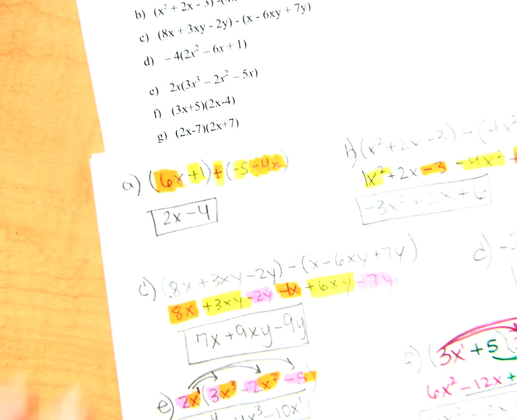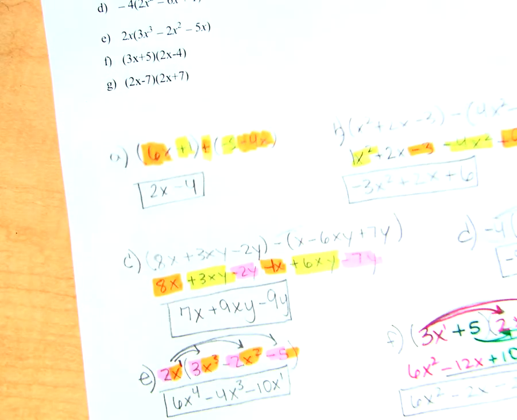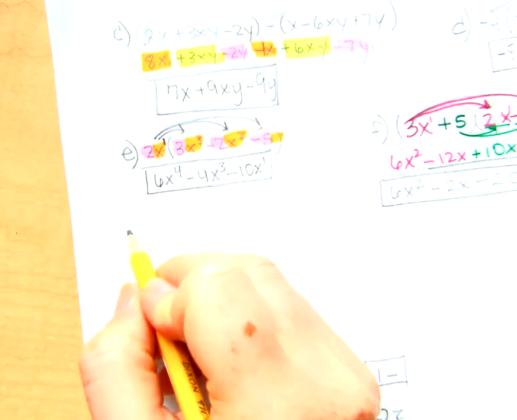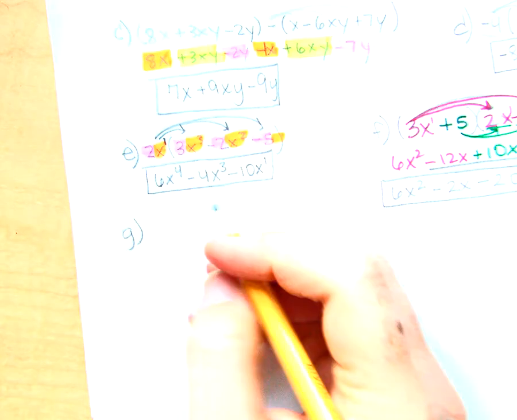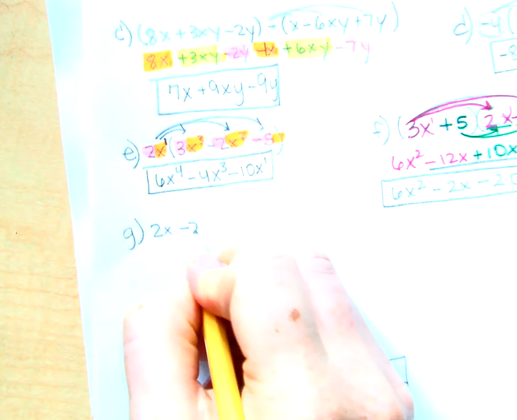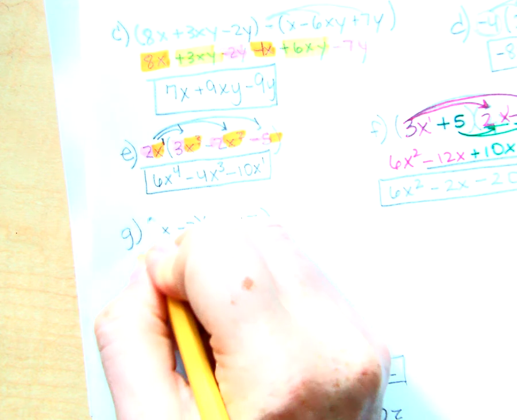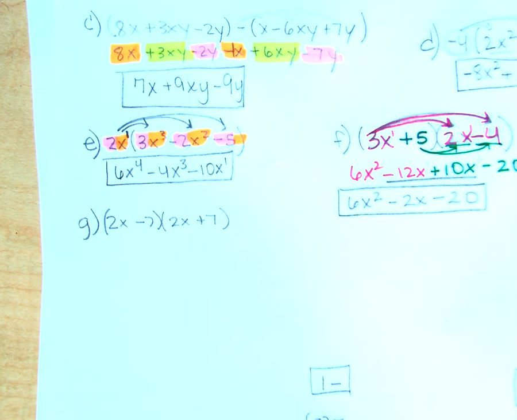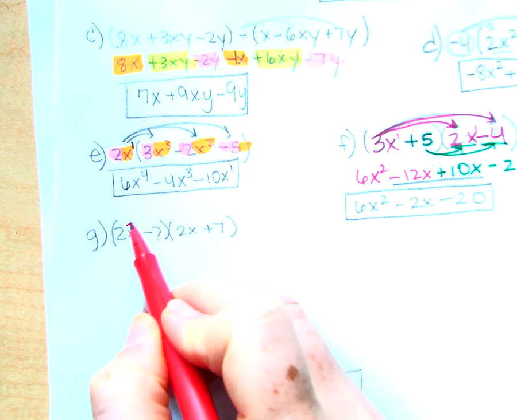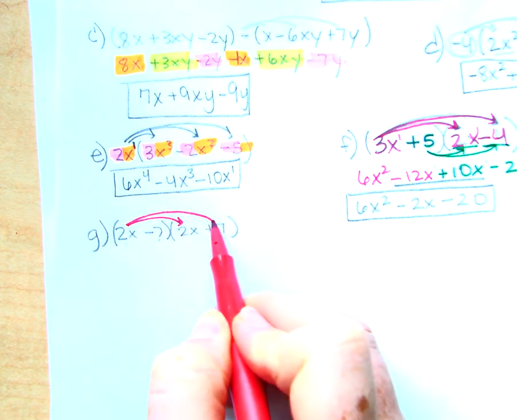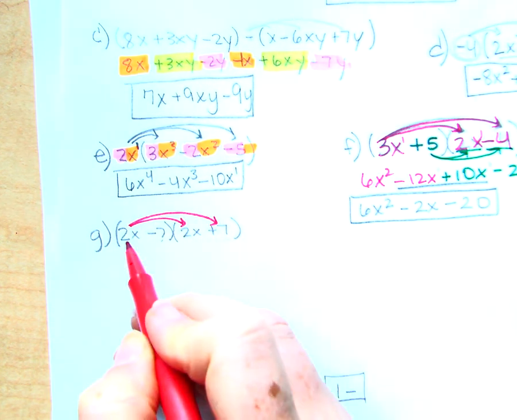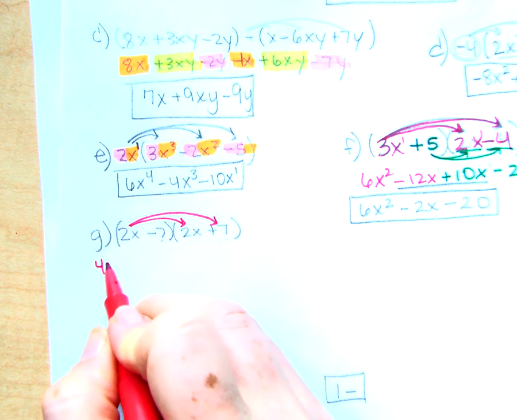And there's another one of those on G. So G, we have 2x minus 7 times 2x plus 7, right? And so we end up doing the same thing here. Both of these terms have to distribute to both of these terms, okay? So I start with my 2x, and the first thing I'm going to do is distribute my 2x to both of these things. So 2x times 2x is 4x squared.